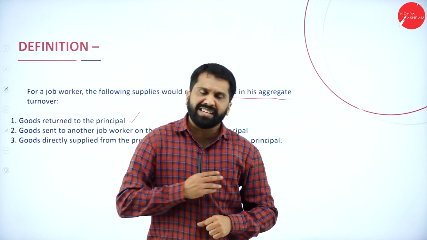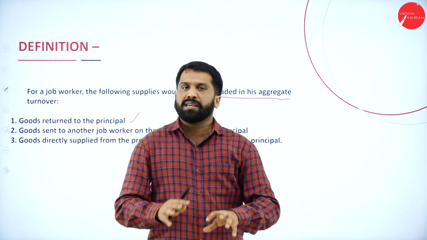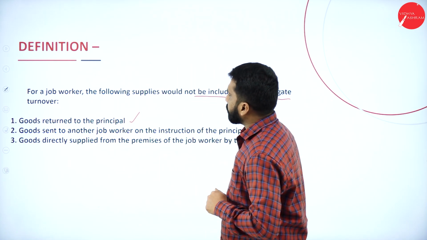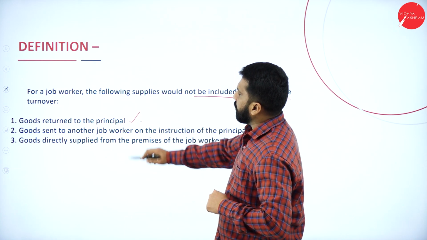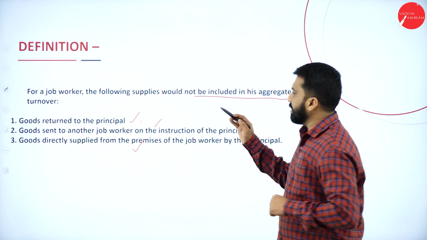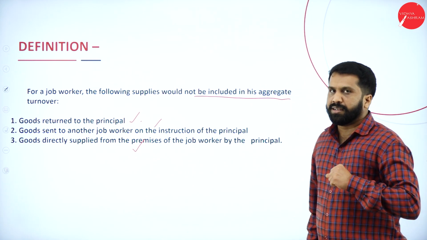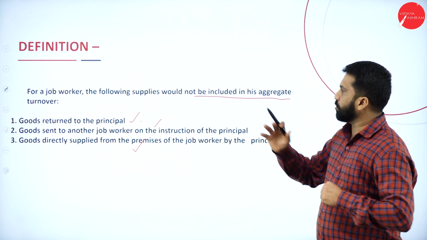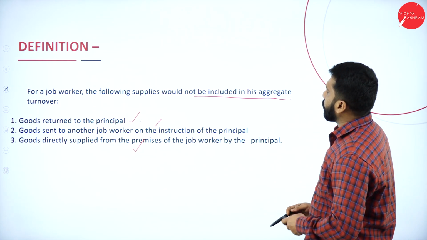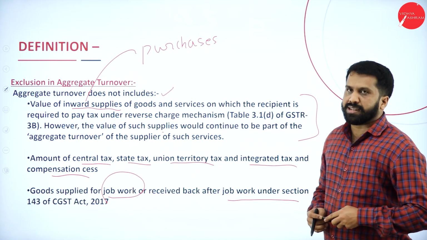While doing problems in detail, I will explain to you. Here, only for theory purposes, I am not explaining much. Now, goods returned to principal, goods sent to another job worker, goods directly supplied from premises. These are not included in the aggregate turnover. These are called job work. Clear? Yes. Now, I'll go back to all these slides so that you can take screenshots.